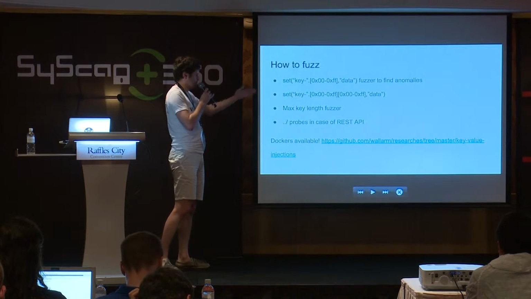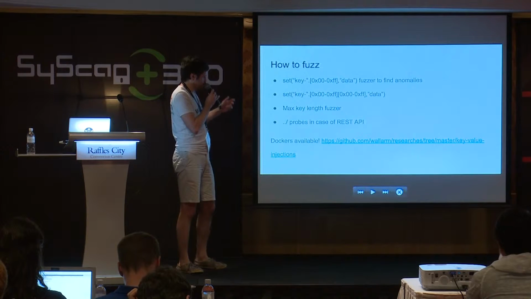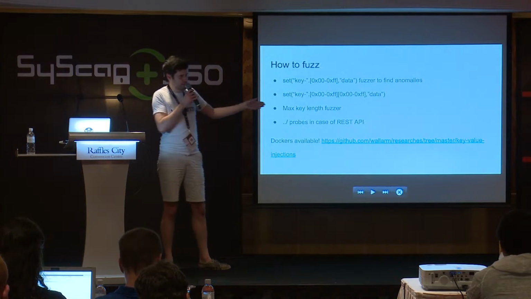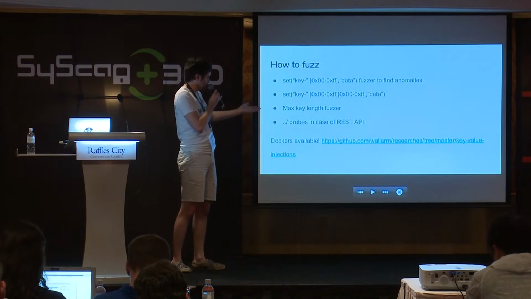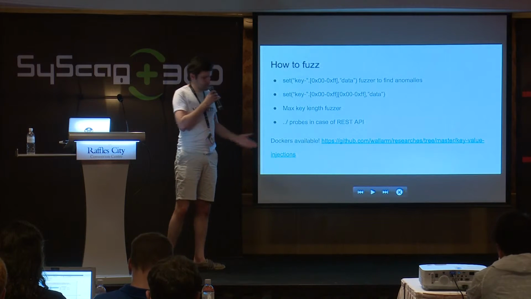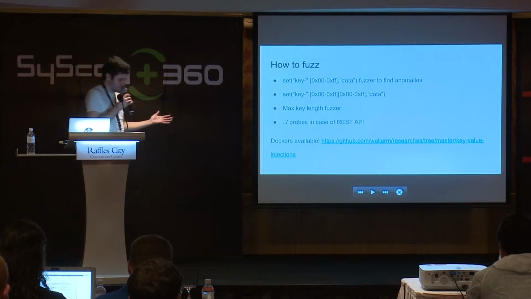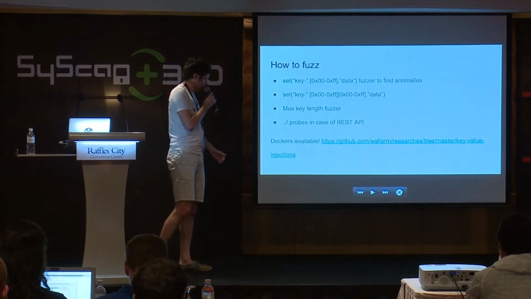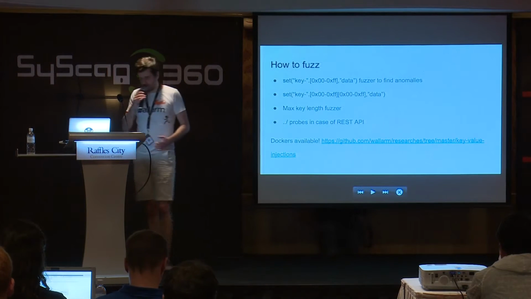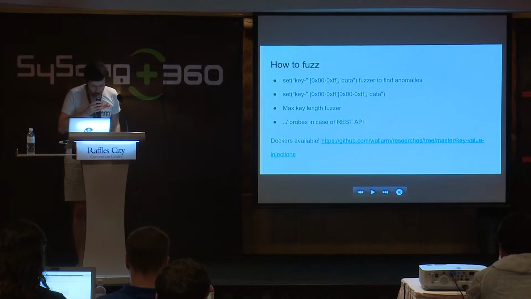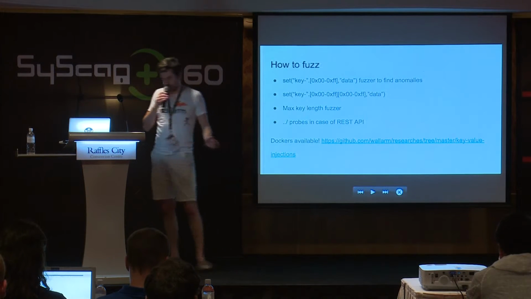First one is a simple 1-byte fuzzer, and the second one is a 2-byte fuzzer to cover multi-byte encodings such as Unicode. The third way to fuzz is a different fuzzer by length, to find the limit of key length, right? And the second is double dots probes, like path traversal, to try to abuse REST API filtration in URLs. All my work is packed into Docker images, and you can download it from GitHub if you want.